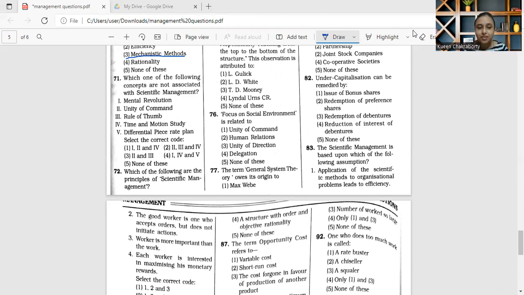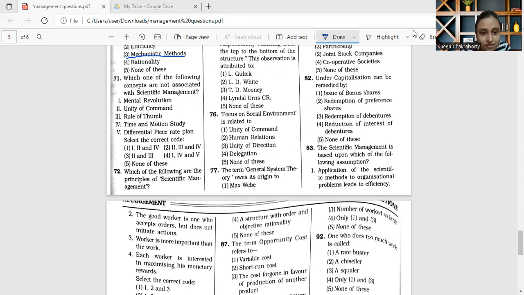In the previous ones we have discussed up till question number 70. So in this we will be discussing from question number 71. Okay. Which of the following concepts are not associated with scientific management?